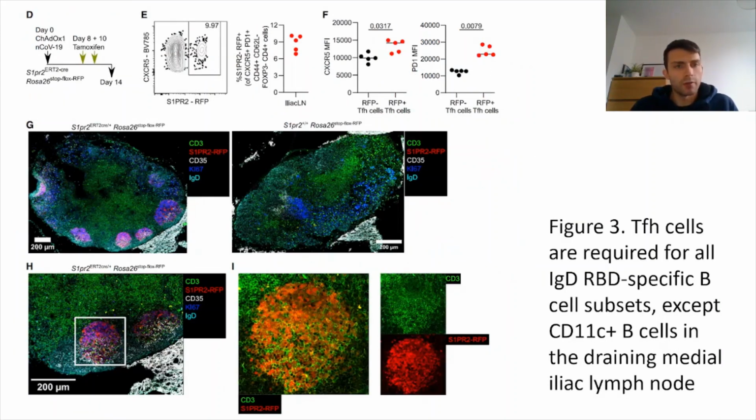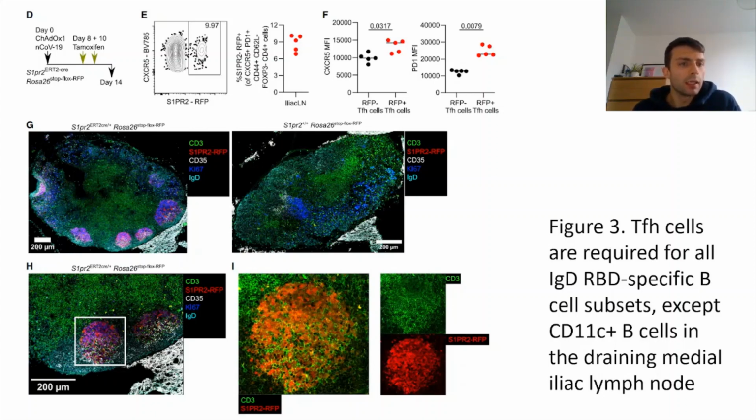In the second half of figure 3, we introduce a second mouse. This is the S1PR2-ERT2-Cre Rosa26 stop-flox RFP mouse. So in this mouse, we have S1PR2 having this ERT2-Cre motif, such that when the mouse is treated with tamoxifen, it will produce the Cre protein in any cells expressing S1PR2 at the time.